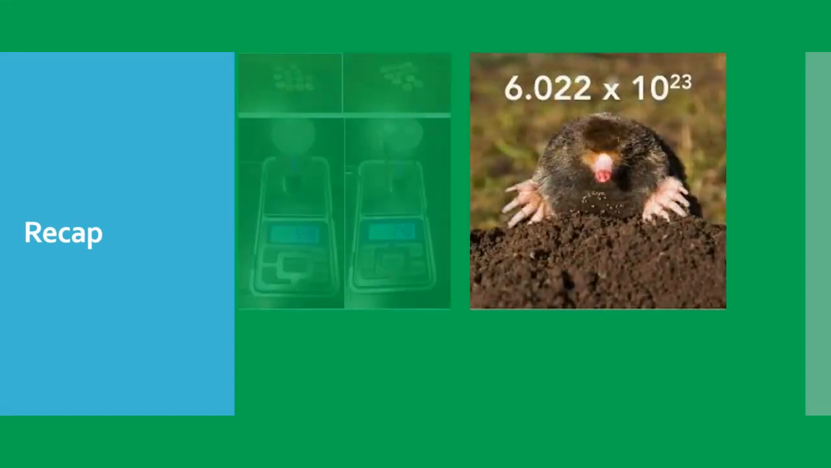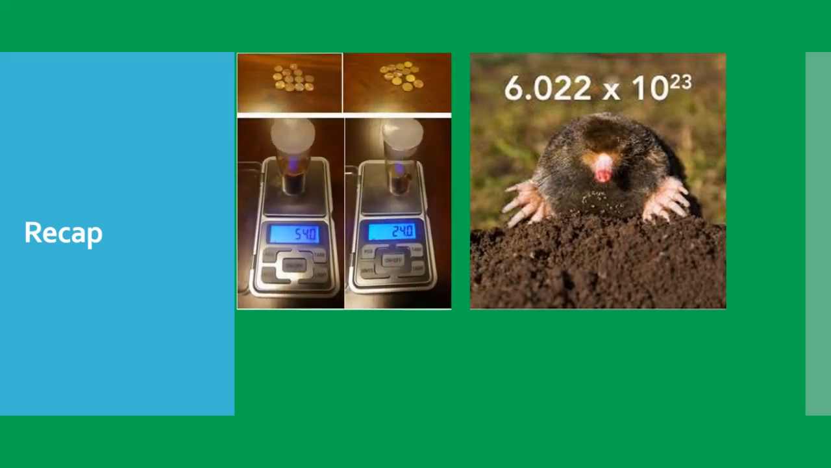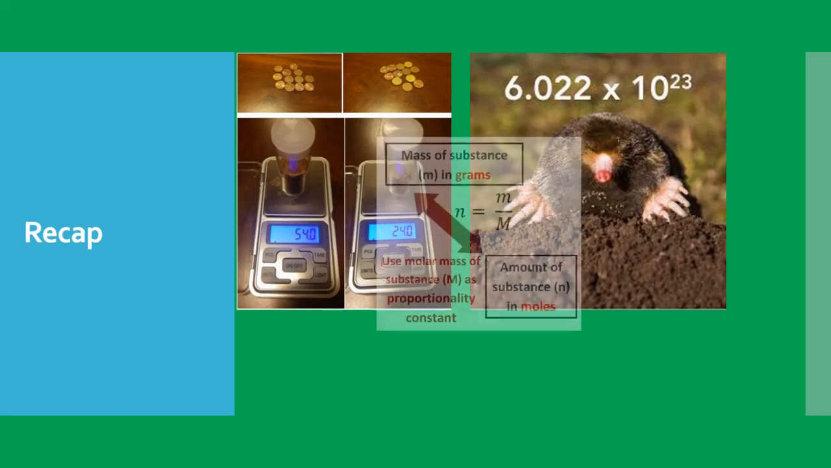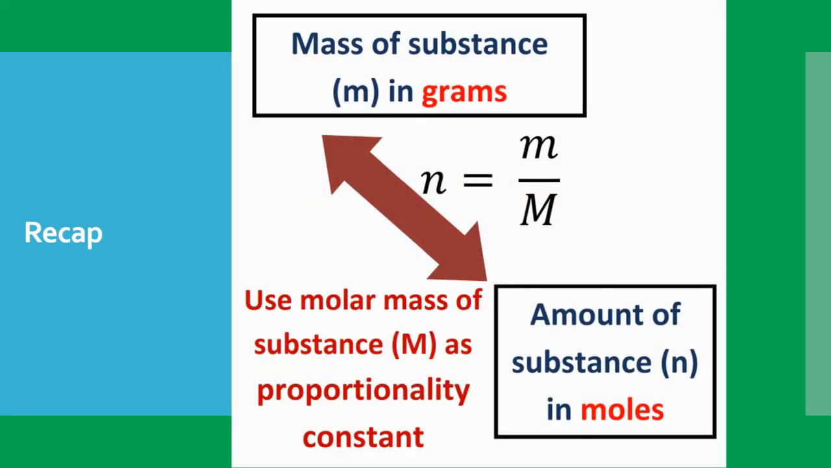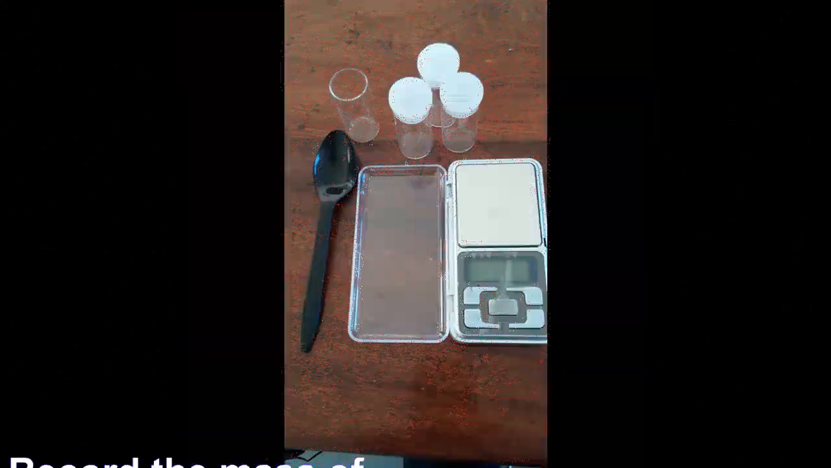But let's just recap quickly. We've looked at what the mole is. The mole is the SI unit, but it represents a number of particles. And I showed you that it could be just like a counting unit, like a dozen, using the coin activity, and we've used that equation in calculations. It's now time for the activity.